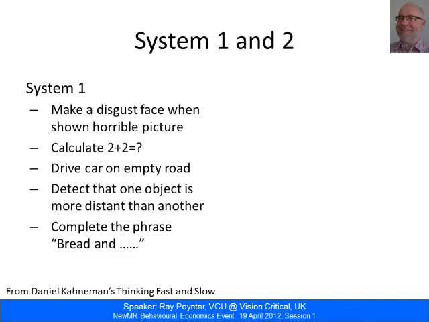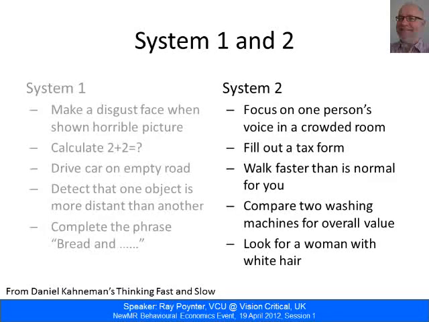Detect that one object is more distant than another. That's quite complicated maths to do that, or we just apply our heuristics and we know that that's a cricket ball coming to us as opposed to a football, and we know that it's coming to us how quickly and how big is it and so on. If we're asked to complete the phrase bread and, then we can do that without having to think too hard. System 2 is when we do have to think hard.